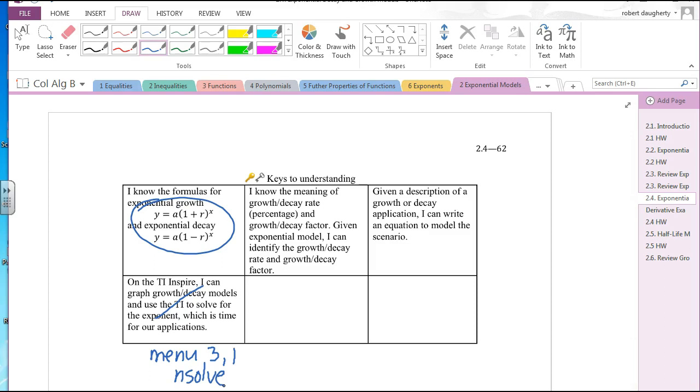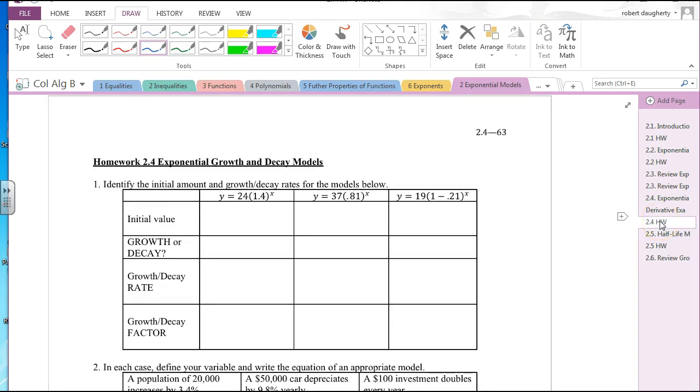Now, don't overlook the stuff that is pretty straightforward up front. You don't want to miss points on what's the initial value? There were people who missed this on the test. What are the initial values of these three things? 24, 37, 19. Not a lot of thought there, not a lot of computation. Don't miss the initial value. Is this one growth or decay? That's growth. This is decay. This is decay. And then be able to figure out the growth or decay rate, which is a percentage, and the growth or decay factor. So you don't want to miss points on that.